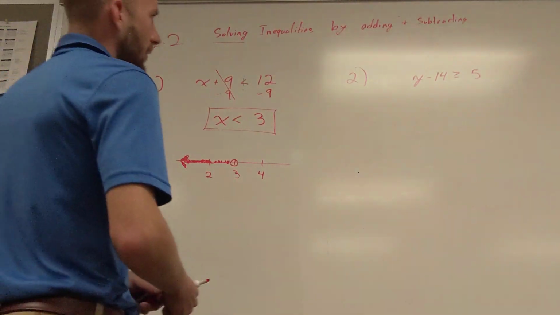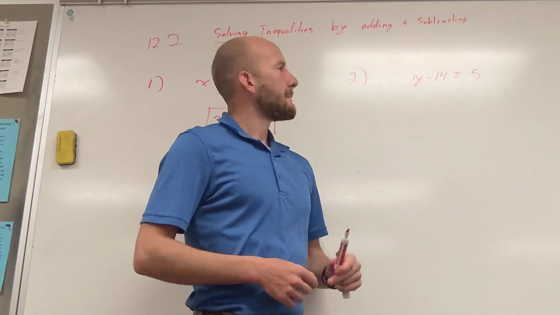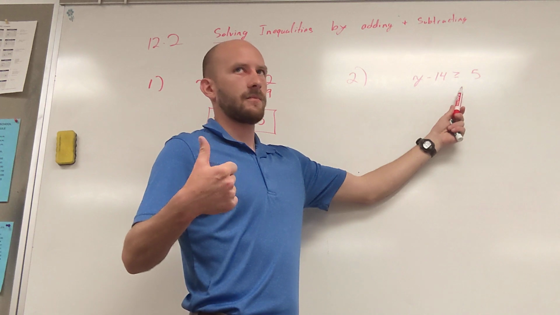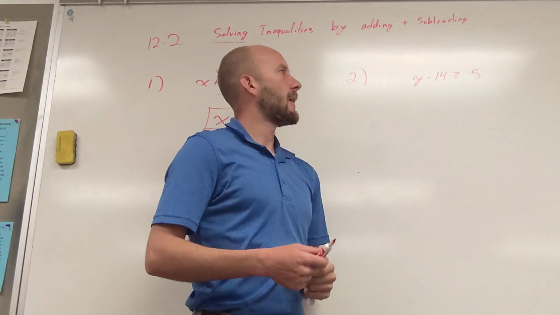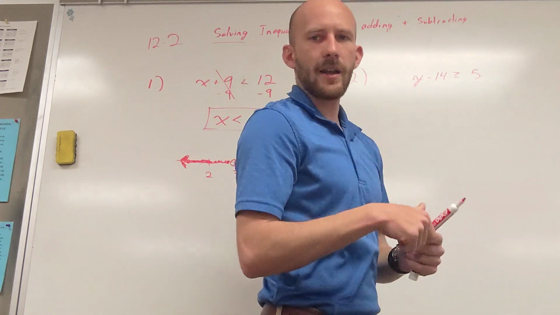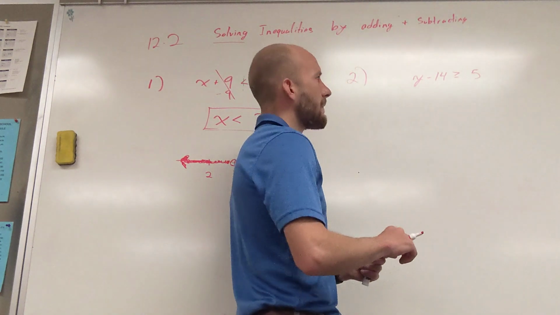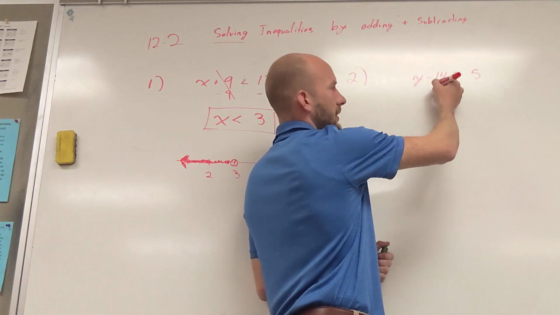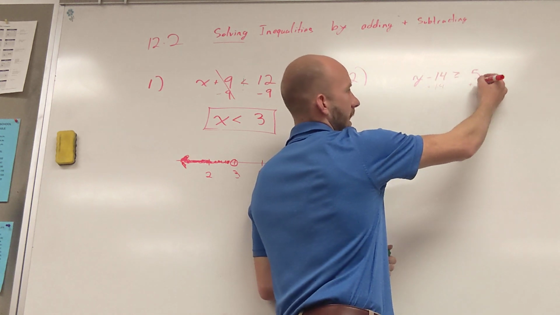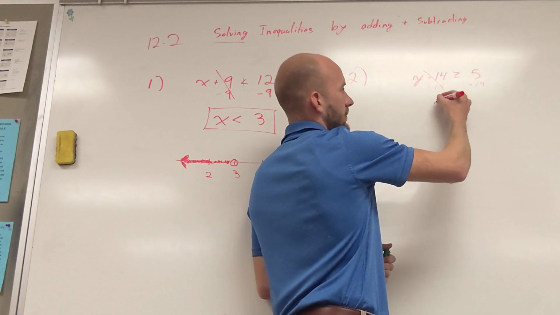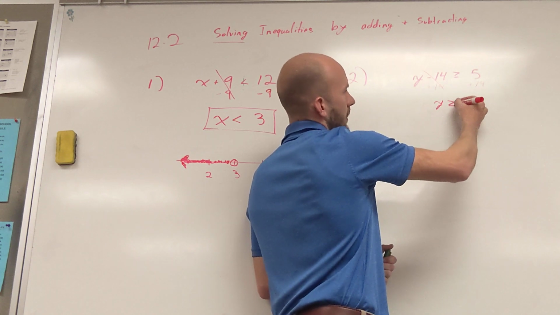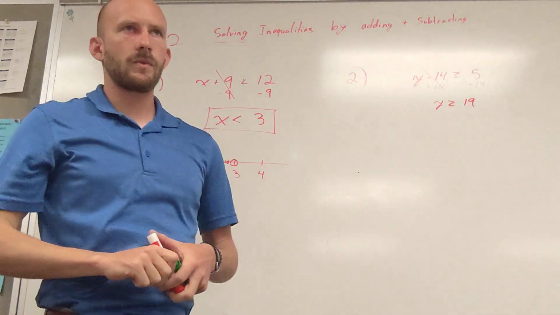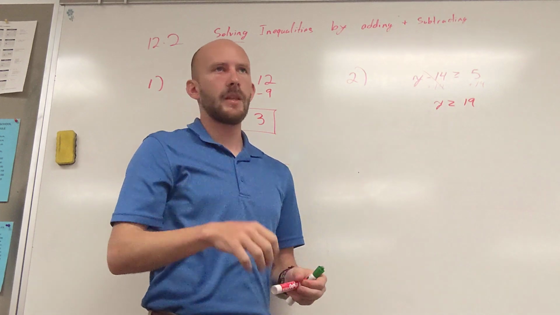All right, so number 2, same principle. We've got y minus 14 is greater than or equal to 5. I need to get the y by itself. So I have to cancel out the 14, but since that's subtraction, how do I undo it? You add it. So add 14 to both sides. The inequality sign is just going to come straight down. So y is greater than or equal to 19.